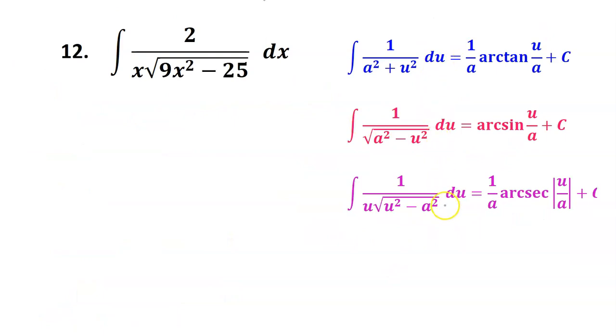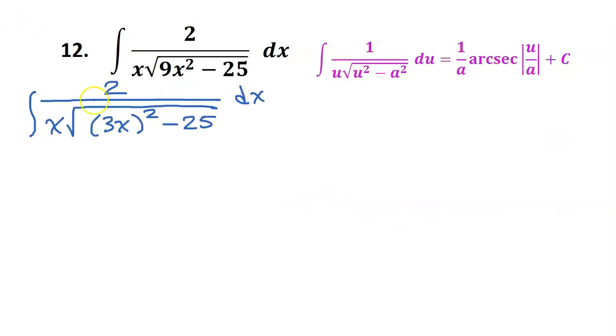Which rule do you think we will use for number 12? It's looking a lot like arcsecant again. To make it a better match, let's rewrite 9x squared as the quantity 3x squared. That tells us that the u must be 3x, which of course means that u prime is 3. We also need to know what the a value is, and looking at the 25, we know that the a is 5. It's always going to be the square root of this number.